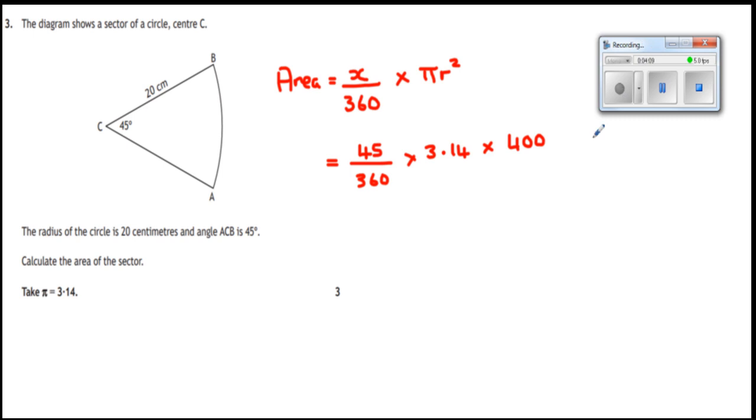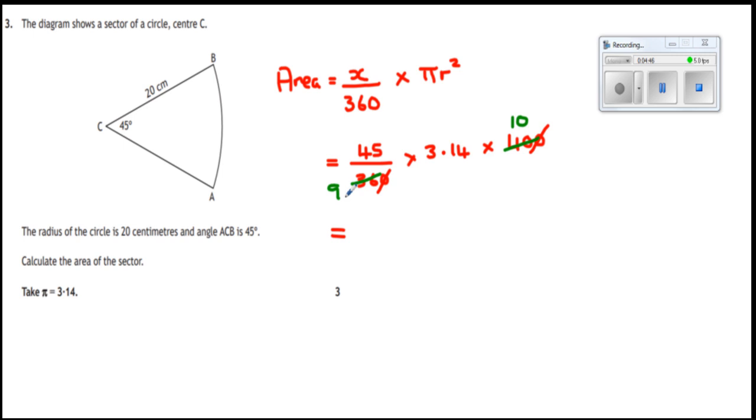Now we don't have a calculator, this is a non-calculator paper. So I'm going to look to see if anything from the top row will cancel with anything from that 360. And first of all, I can divide top and bottom by 10. So the 400 becomes 40 and the 360 becomes 36. I'll then have another look to see what else will cancel. And I know that 4 divides into 36 and 4 divides into 40. So 4 into 40 goes 10 times. 4 into 36 goes 9 times.